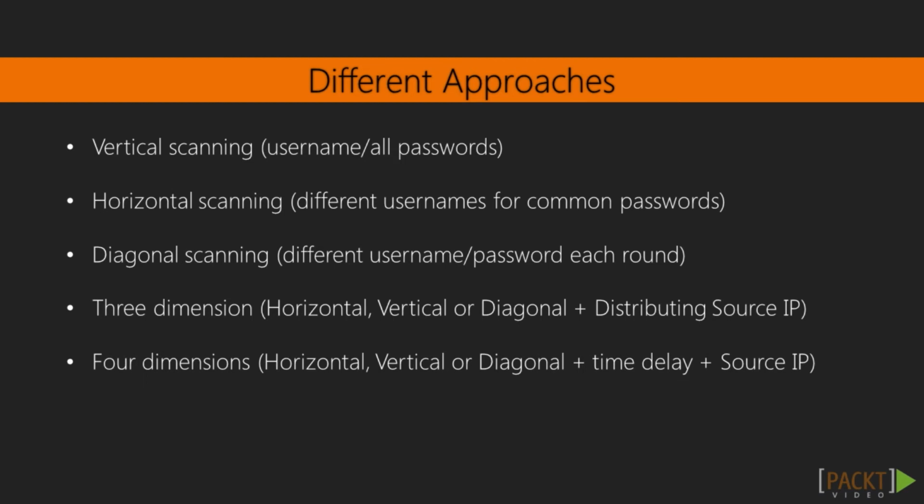This is a combination of horizontal, vertical, or diagonal, but in this case, we have multiple machines that we can launch our request on, or HTTP proxies that will allow us to use different source IPs for each request. And finally, four-dimensional scanning is adding a time delay per request on top of source IP rotation or distribution.